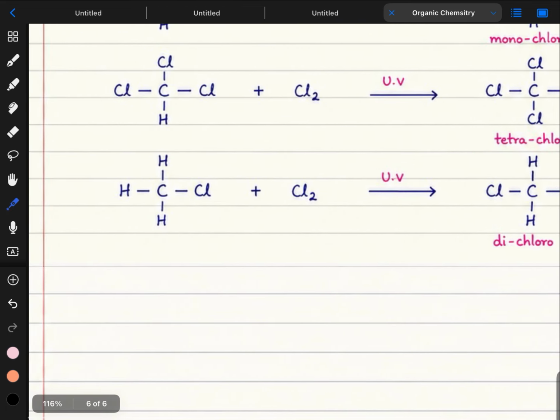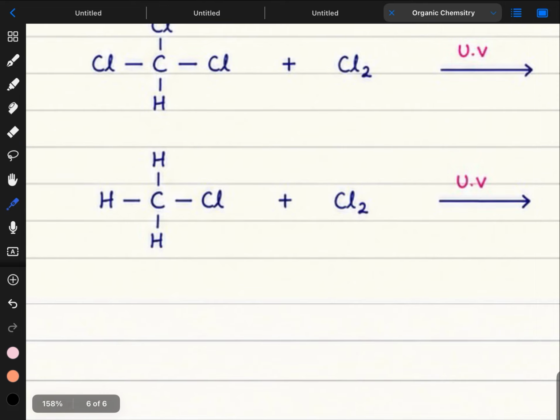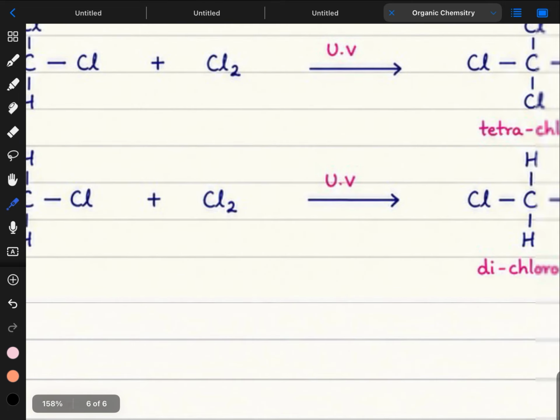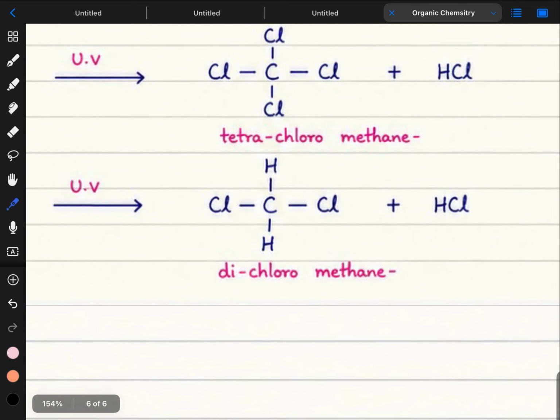Here we have another example. We have here monochloromethane, which reacts with chlorine in the presence of UV light to form dichloromethane and hydrochloric acid.